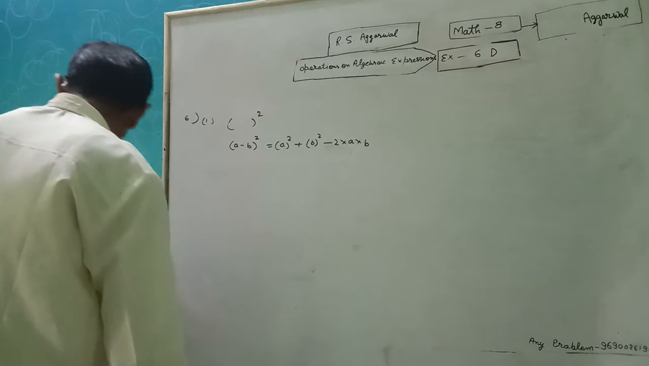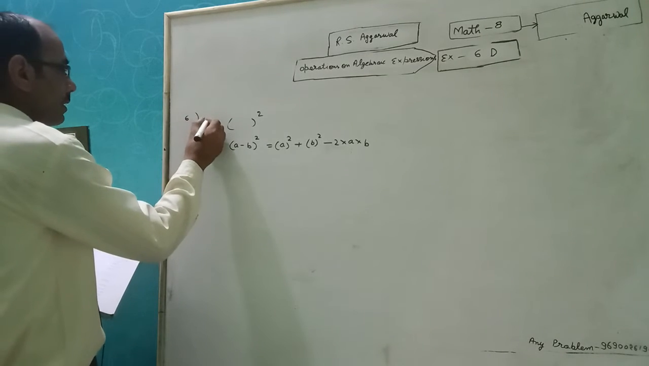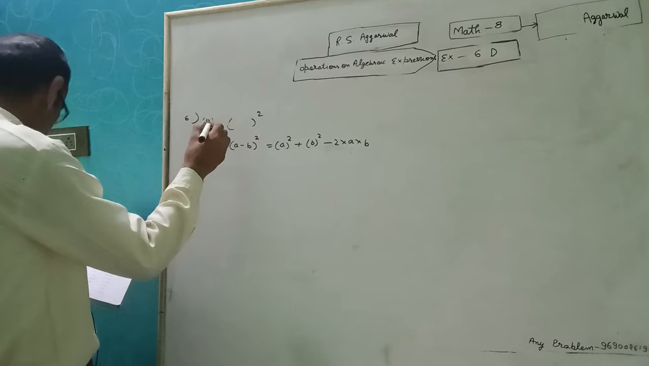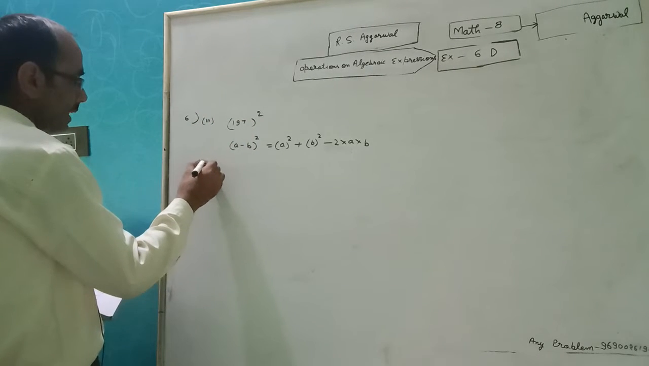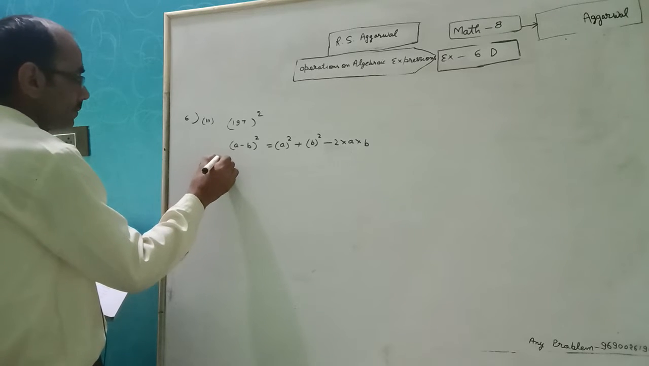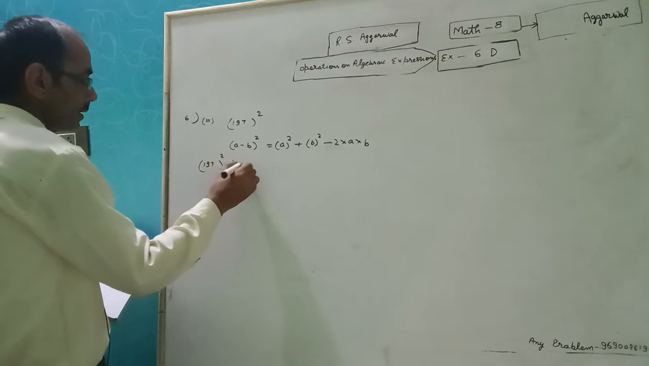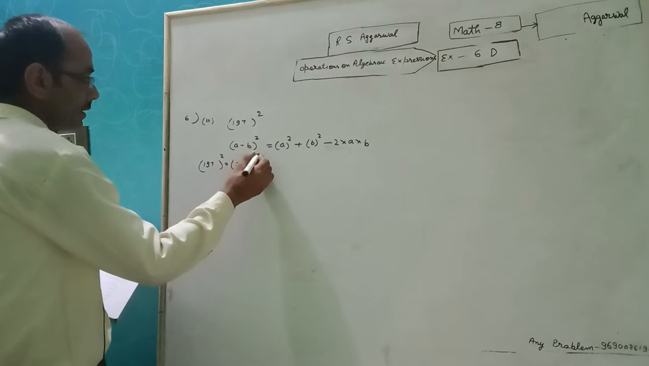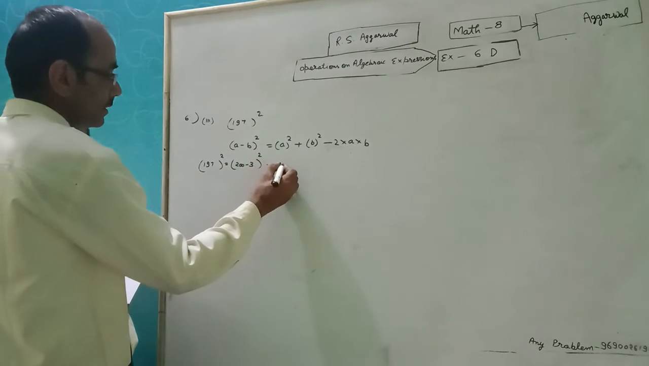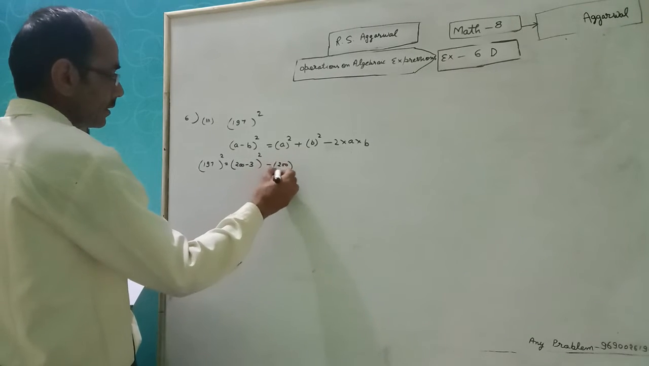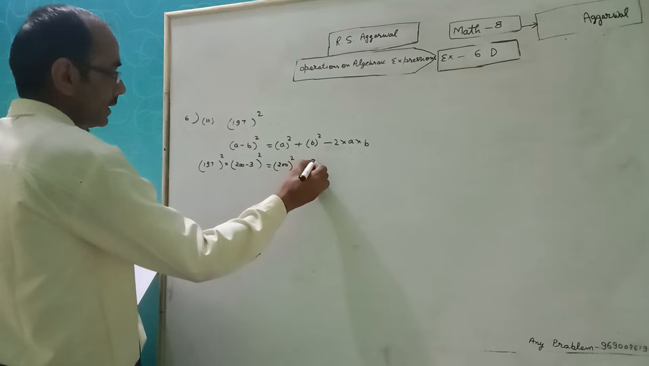Second part will be make 80 minus 2. Third part is 197 square. 197 make the 200 minus 3. A will be 200. B will be 3.